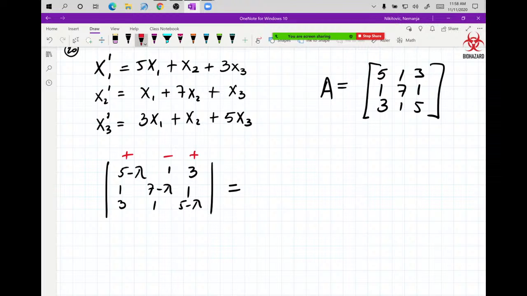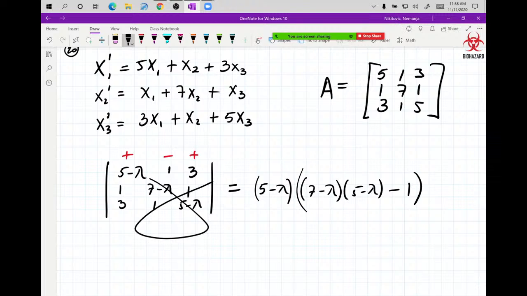So we have 5, 7, 5. We have these guys 1, 3, 1, 1, 3, 1. I think all is good so far. All right, so we remember it's 5 minus lambda, and then kill the row and a column. So now you have 7 minus lambda times 5 minus lambda, and all of that minus 1, right? Because you have to do this for the remainder.